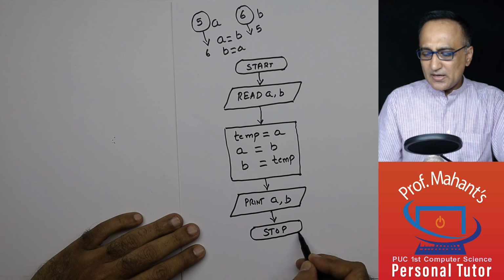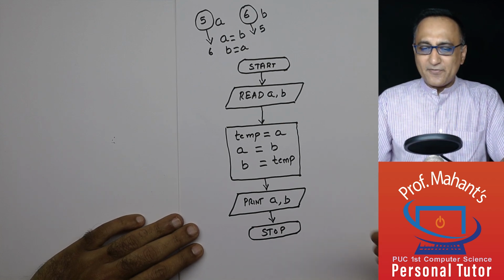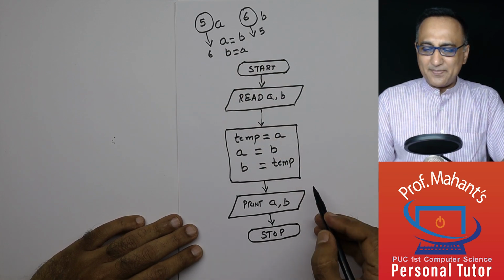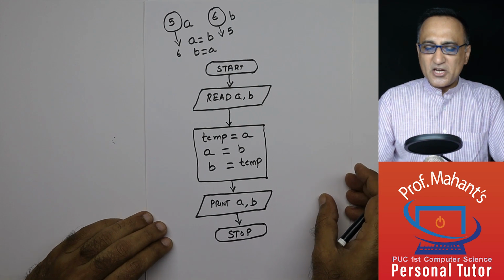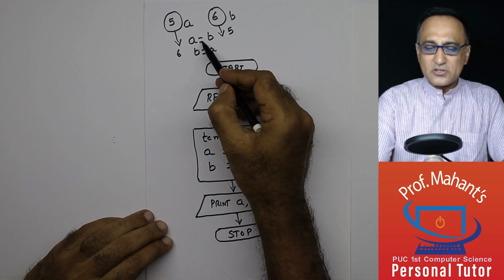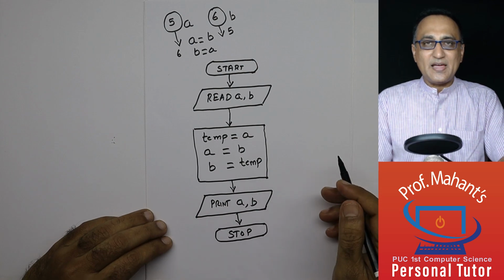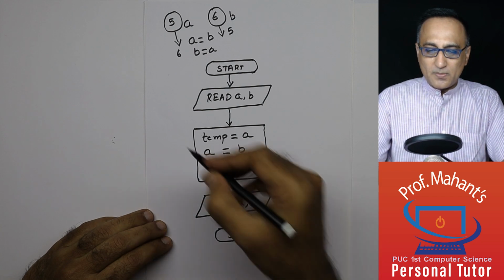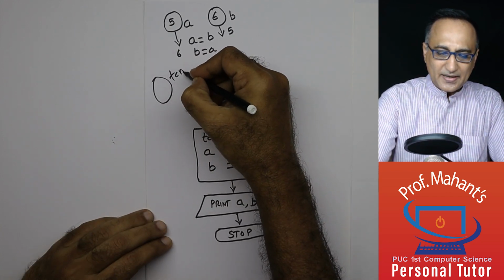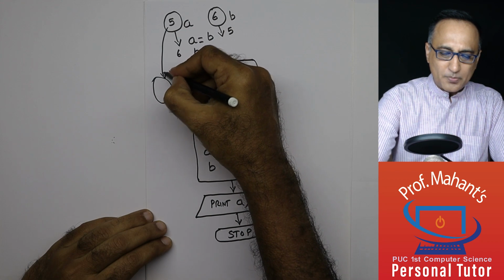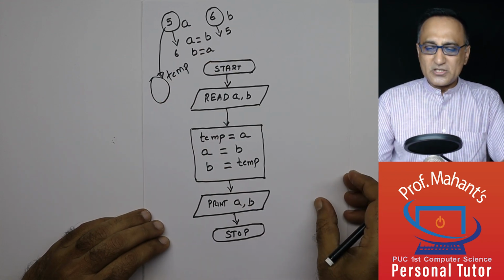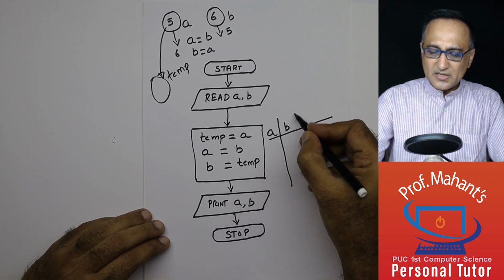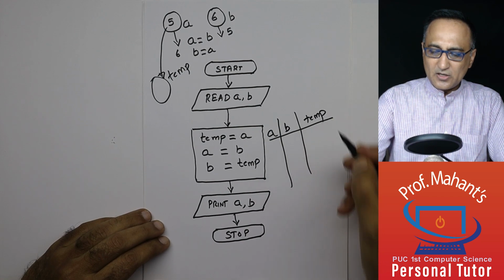So let me re-explain the logic again. So I have memory locations A and B. I have values 5 and 6 in them. In order to do an exchange of the values, I can't do this because if I do this, both will become 6 and I will have lost the value 5. In order to avoid this particular problem, I take another variable called temp and the value of A is copied into temp. Now in order to see if this is working, let us draw the table with the variables and see if it gives the correct logic.